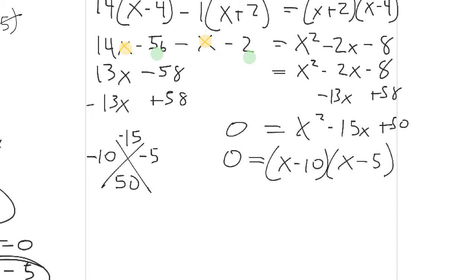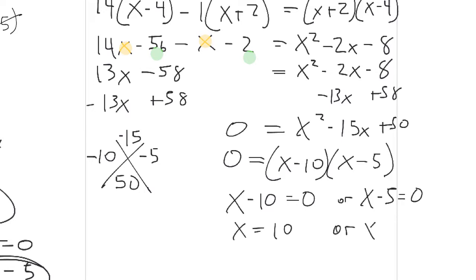And that means x minus 10 could equal 0, or x minus 5 could equal 0. Adding 10 over here, we get x equals 10, or x could equal 5.